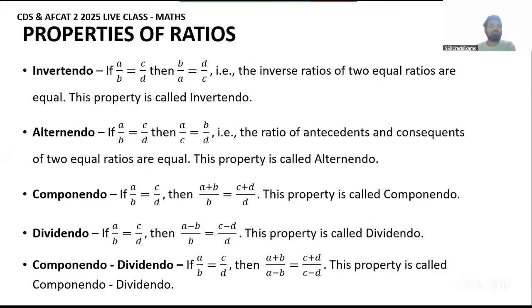Then come the properties of ratios. The first property is invertendo. Invertendo says if A upon B is equal to C upon D, then B upon A is equal to D upon C. It means that if 2 upon 3 is equal to 4 upon 6, then 6 upon 4 is equal to 3 upon 2.